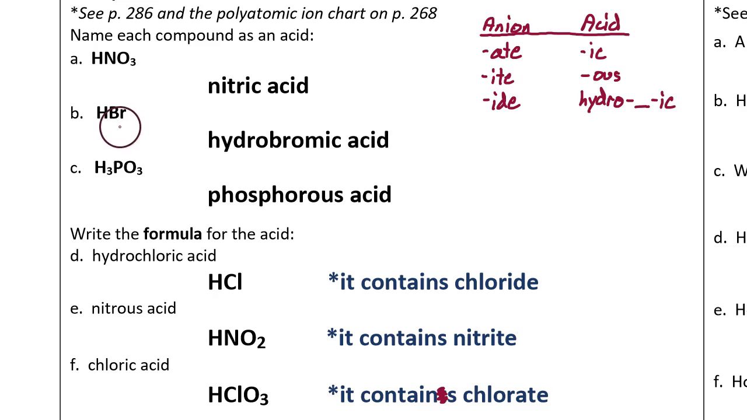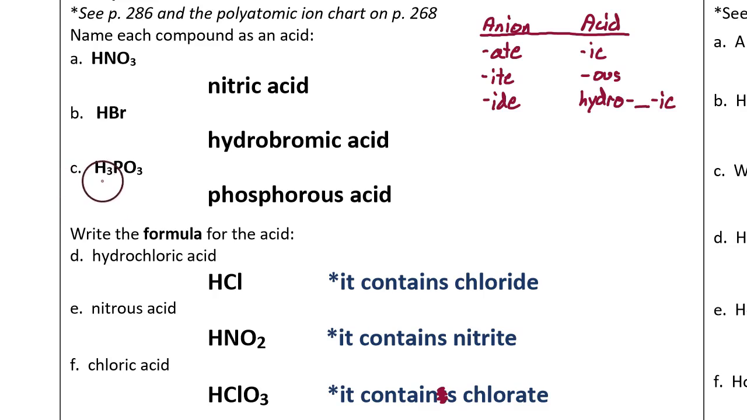When hydrogen bromide is dissolved in water, it becomes an acid. What's the name of the acid? So the anion is bromide, which ends in ide. So this third rule is going to apply. We're looking for a word that starts with hydro and ends in ic. So take the word bromide and take the stem of that word and put it right in that middle position. It becomes hydrobromic acid.